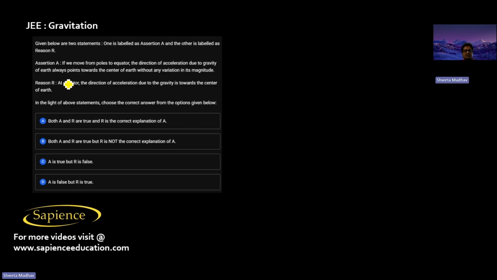Then it is told in the assertion, if we move from poles to equator, the directional acceleration due to gravity of Earth always points to the center of Earth without any variation in its magnitude, which is false, since there is an effect of the rotation of the Earth. At equator, the directional acceleration due to gravity is toward the center of the Earth. So the reason is true.